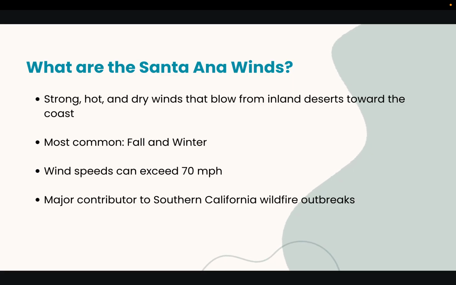Okay, so first up, what really are the Santa Ana winds? By definition, the Santa Ana winds are very strong, hot, and dry winds that blow from inland deserts towards the coast. So they are moving towards our coast, so they are moving westward. They are most common in the fall and in the winter, and the wind speeds themselves can actually exceed up to 70 miles per hour, which I think is absolutely insane. Because these wind speeds can get so high, they are a huge contributor to Southern California wildfires and wildfire outbreaks as a whole.